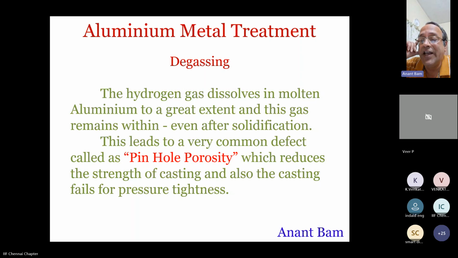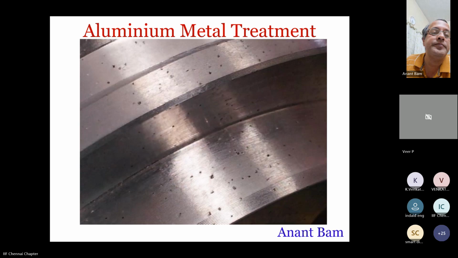The second stage is degassing. Hydrogen gas dissolves in molten aluminum to a great extent, and this gas remains within even after the solidification. This leads to a very common defect called pinhole porosity, which reduces the strength of casting, and also casting fails in pressure tightness, casting leaks. Next slide. This is how pinhole porosity appears. It is spread all over because it is basically coming from the liquid metal itself.